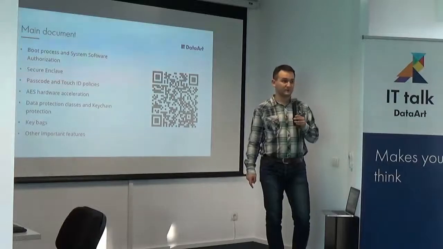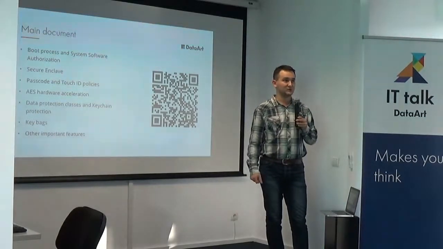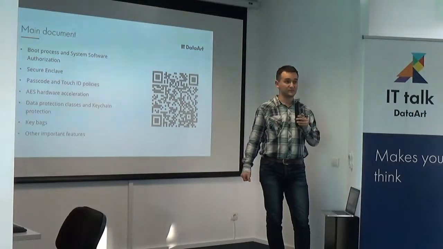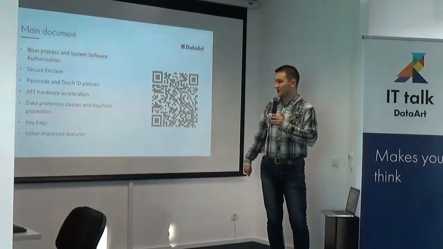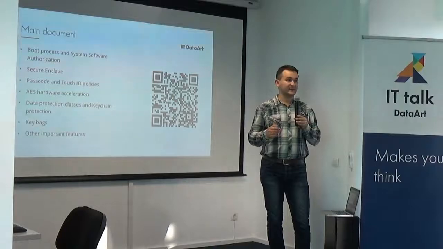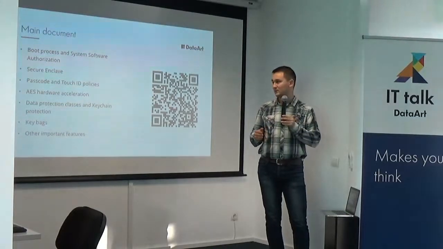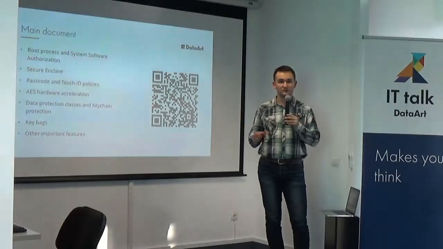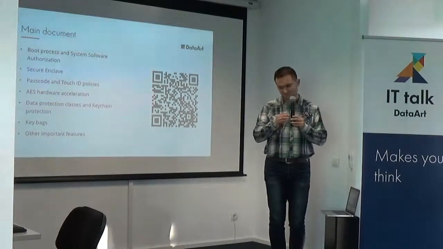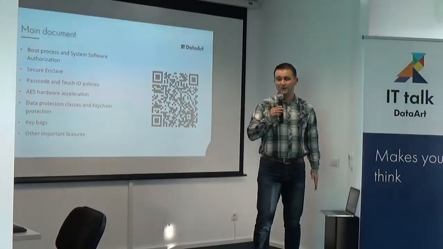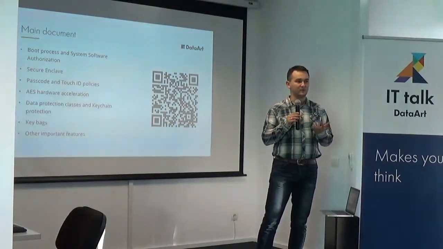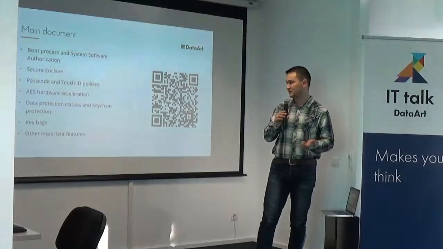And we will look at how the passcode is an essential element of iOS security and iOS built-in protection mechanisms. Then it also describes the AES hardware acceleration. There is a special crypto silicon module which is responsible for cryptography only. Then we will look at what data protection classes are available for the file system and for keychain items.